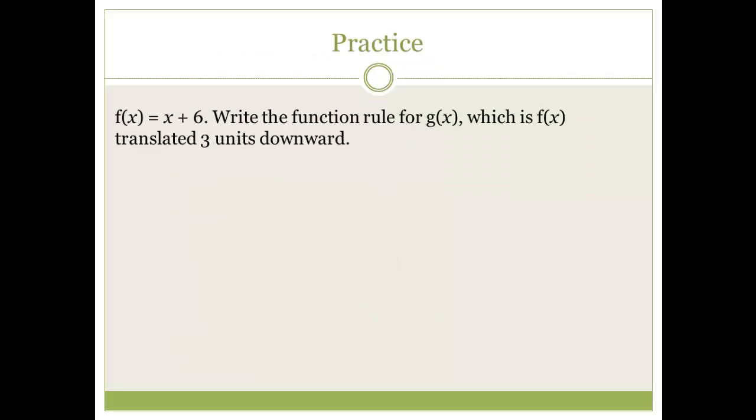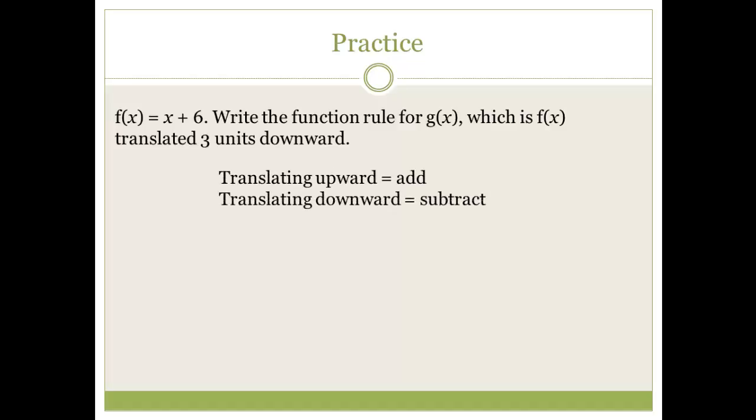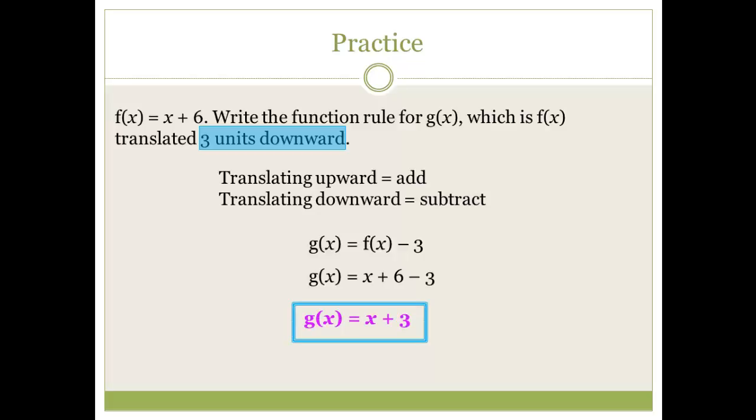Let's practice. Given the function f of x equals x plus 6, write the function rule for g of x, which is f of x translated 3 units downward. Think about the word downward. It refers to the up and down direction, so this is a vertical translation. And since upward sounds like addition, downward must be subtraction. So to move f of x down 3, we should subtract 3 at the end. We now have g of x equals x plus 6 minus 3. Solving this gives us g of x equals x plus 3.